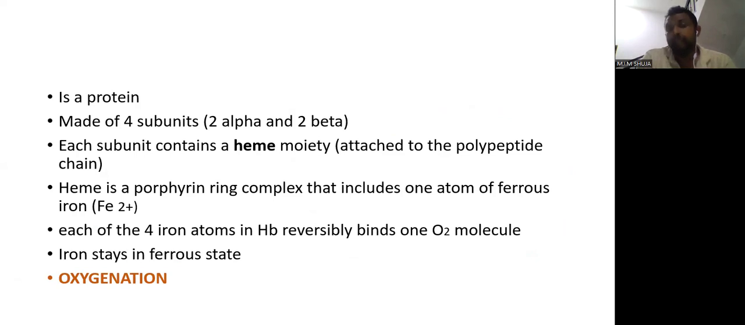Each heme has a porphyrin ring complex that includes one atom of ferrous ion. So each hemoglobin has 4 subunits. That means 4 heme, that means 4 ferrous ions. Each of the 4 iron atoms in hemoglobin reversibly binds one oxygen molecule. That is what we call oxygenation.